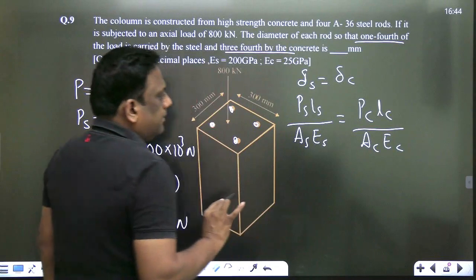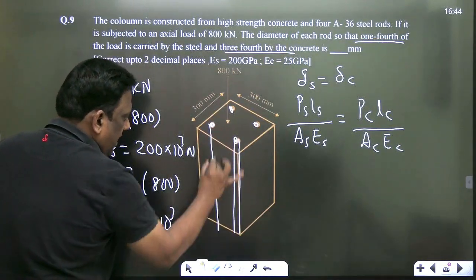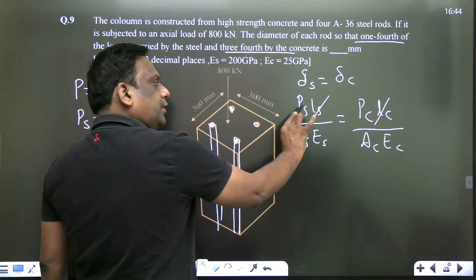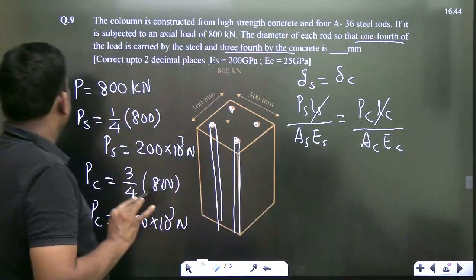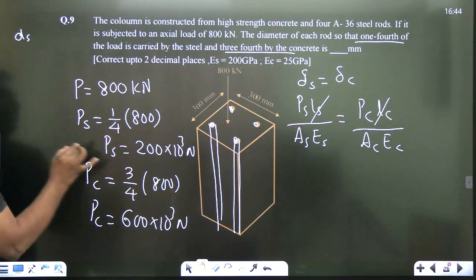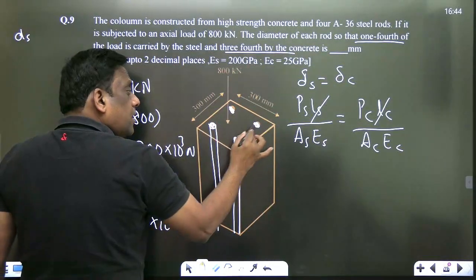What is the length of both? The length of steel and concrete is the same. Excellent. If you keep this in kilonewton or newton, no problem, but here there will be a problem. Let the diameter of the steel be ds. So what is the total area? This total load is taken by 4 steel bars.